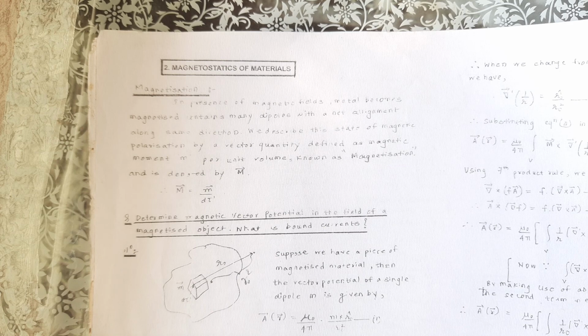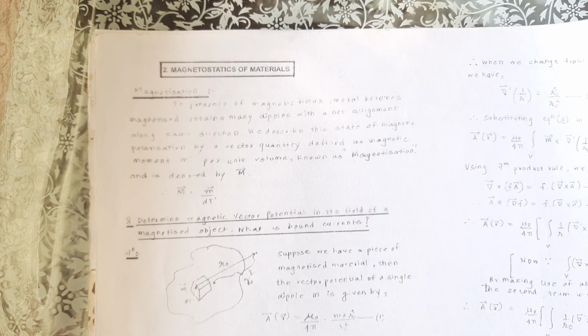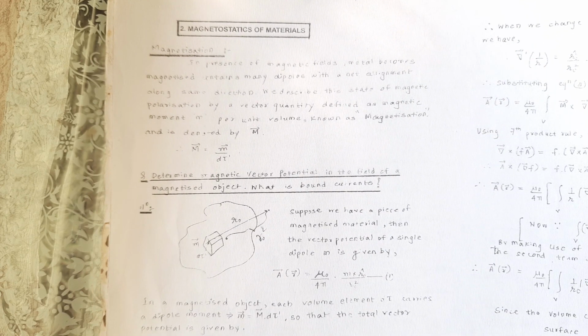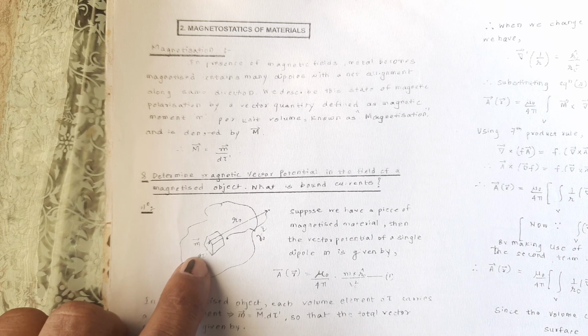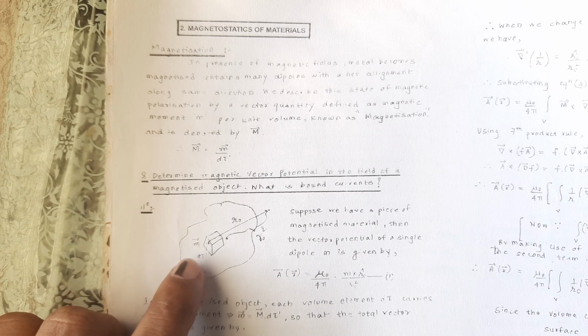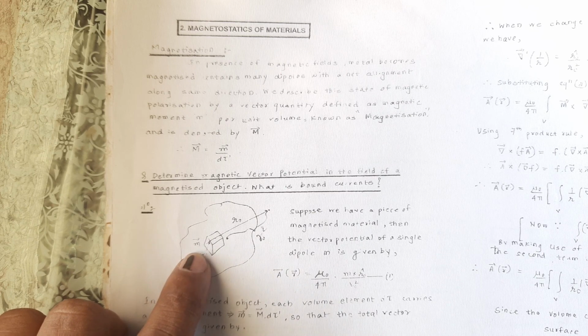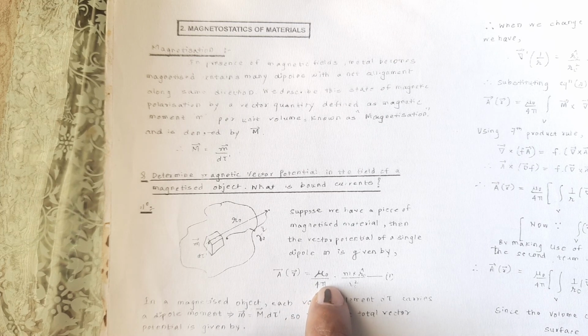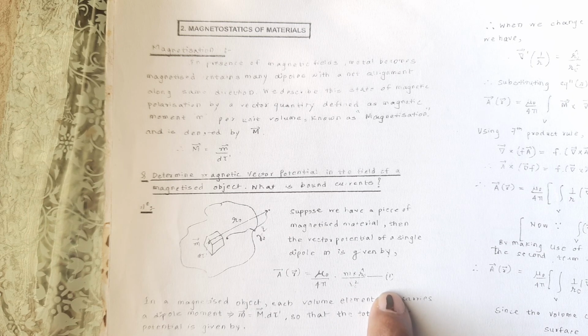Now we will determine the magnetic vector potential in the field of a magnetized object and what its bound currents are. Suppose we have a piece of magnetized material. Then the vector potential of a single dipole moment m is given by A(r) bar is equal to mu 0 upon 4 pi into m cross r naught cap upon r naught square. This is equation number 1.